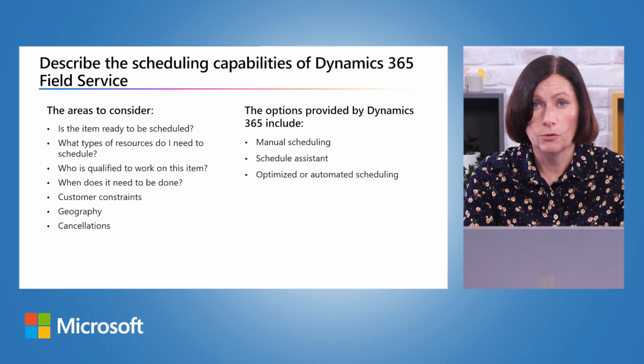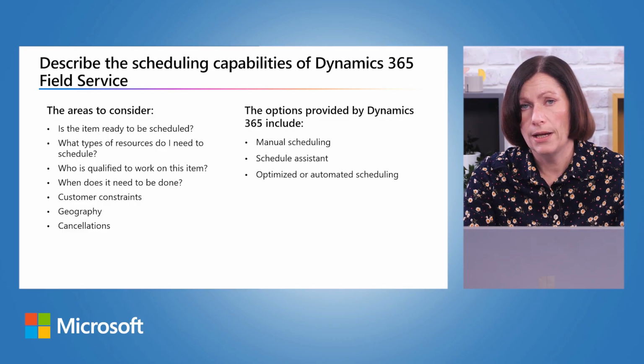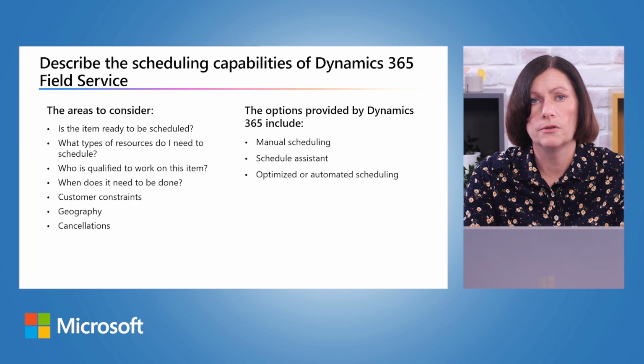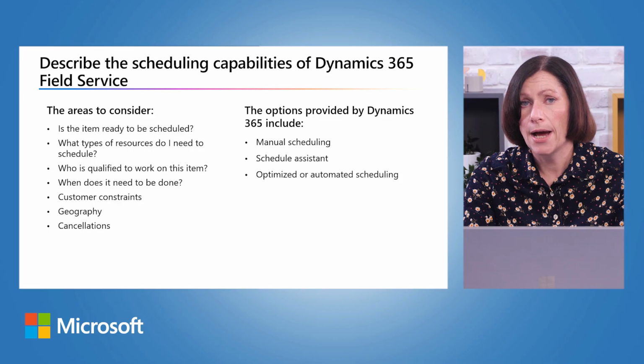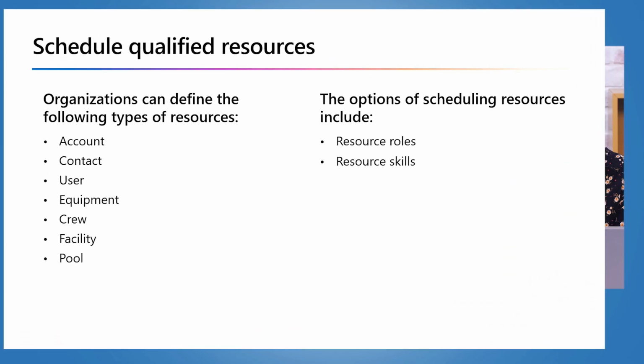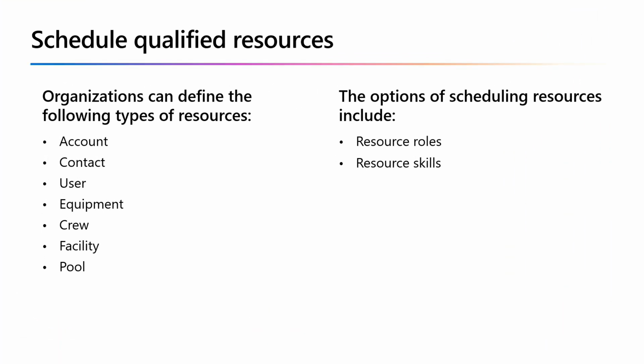Dynamics 365 Field Service provides multiple ways to assist dispatchers in managing the daily schedules of their workforce. Options range from manually managing and scheduling items to fully automated scheduling solutions, where dispatchers mainly focus on handling schedule anomalies or special situations. There are various types of resources that an organization may need to define, including account, contact, user, equipment, or crew.